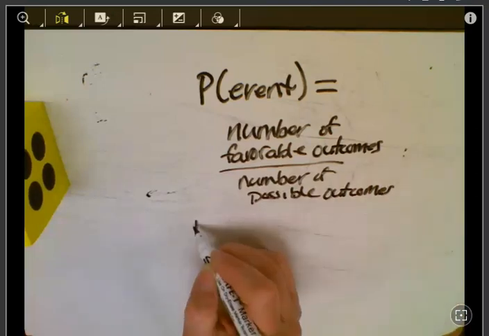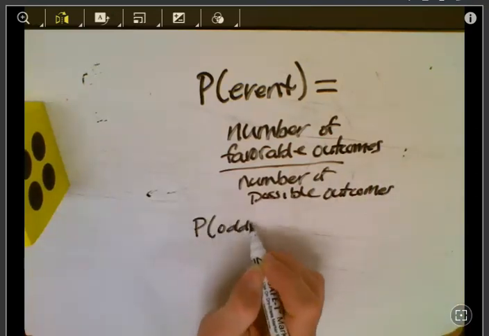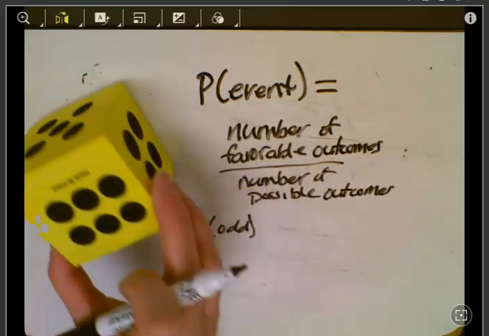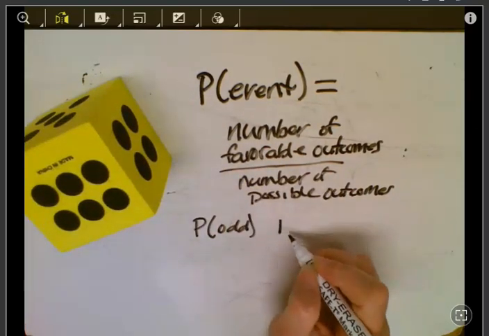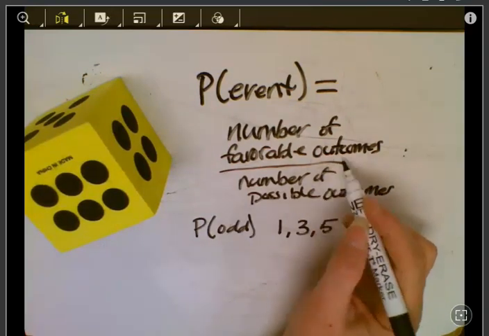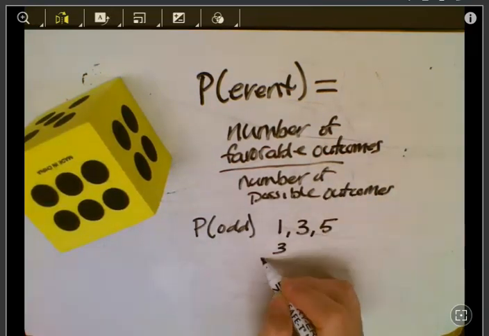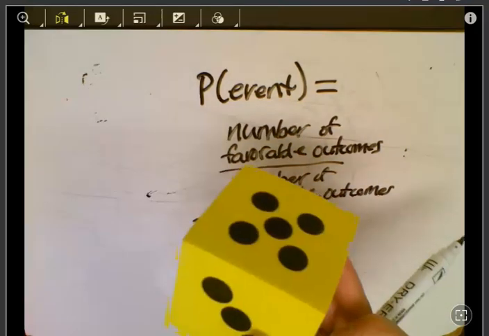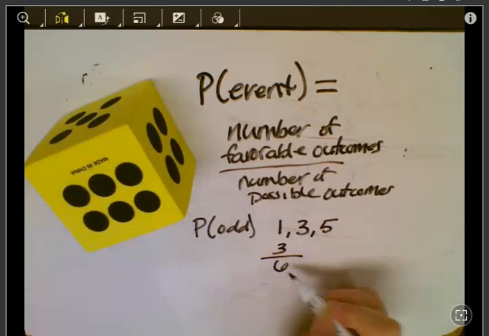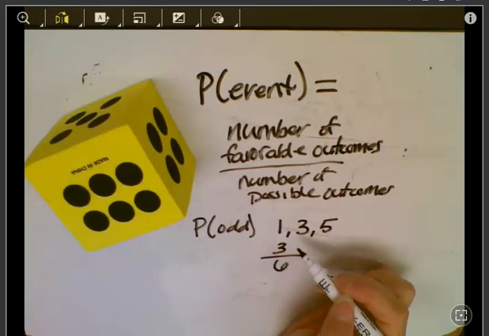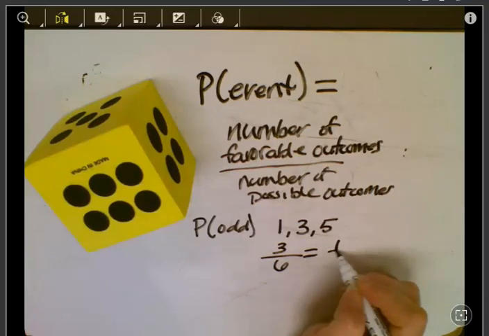So if I'm saying the probability of being odd, I have to think of all of the odd numbers on this number cube. And all my odd ones are going to be a 1, a 3, and a 5. So the number of possible or favorable outcomes are 1, 3, and 5. So 3 favorable. And the number of possible is still, on this dice, there's still 6 possible numbers to occur, but only 3 of them are going to be favorable for being odd. So then, of course, you would always simplify. So half of the numbers would be odd.